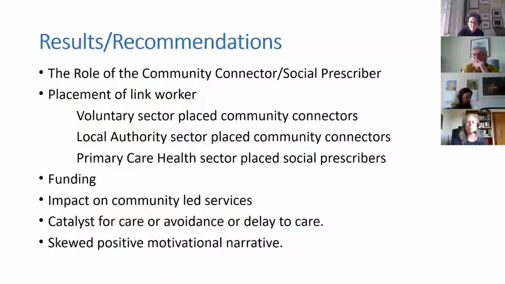organisations are referring into. So we then have the bigger questions around catalysts for care: do they increase the need for care, do they avoid care or delay care, in the wider service picture? And again, this is something that we need to look at and expand upon. We also need to look at the type of evidence we collect when we're looking at qualitative evidence, case studies, and all the ways we collate the evidence. We often, in the voluntary sector, have a skewed positive motivational narrative because we want to sell what we do and we want to justify our funding.